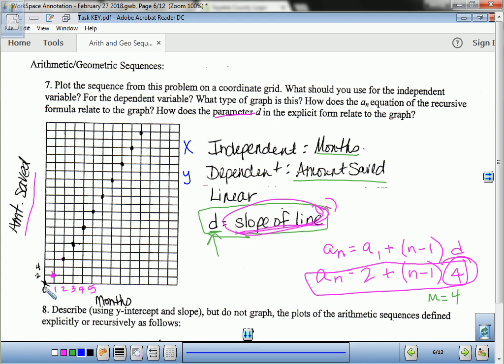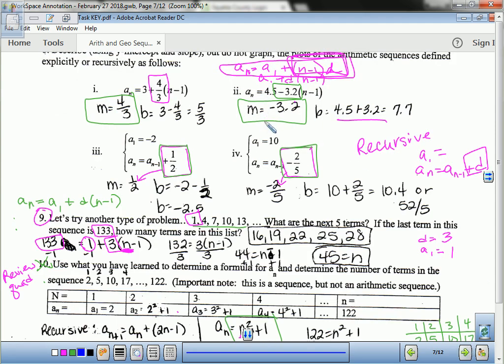Did you guys just count by ones on this axis? Yeah. Okay, that's fine. All right, now, yesterday I talked about how the slope is the important part.